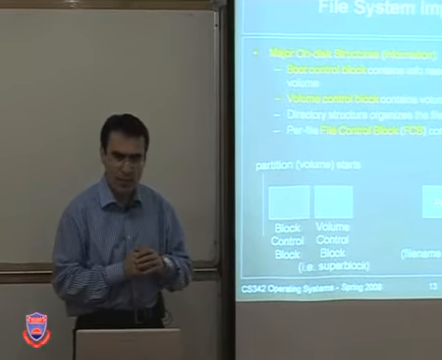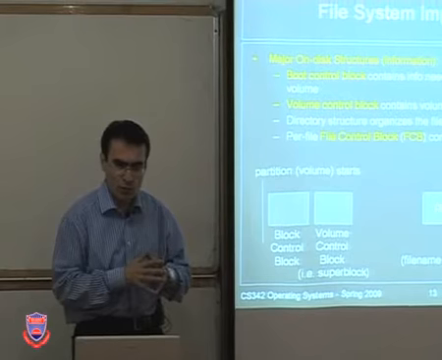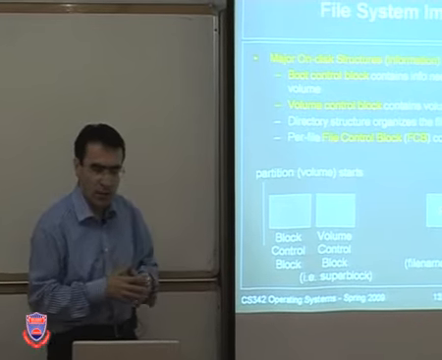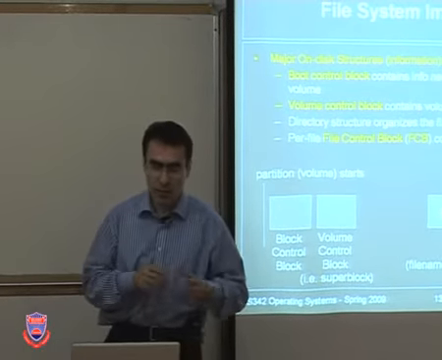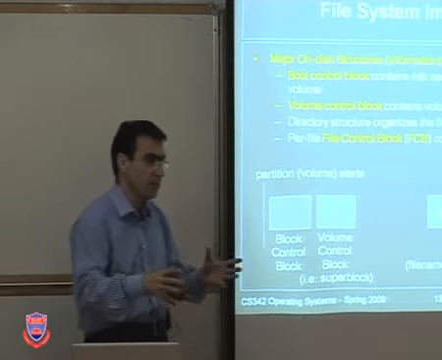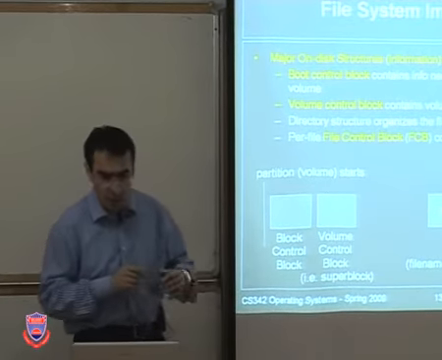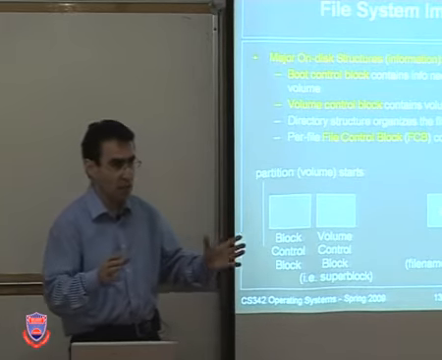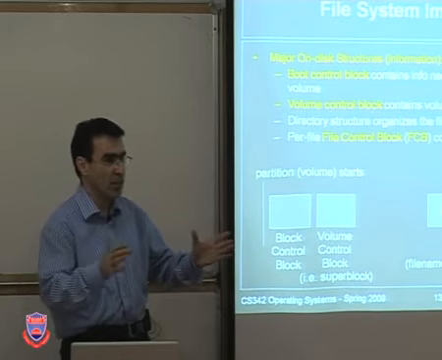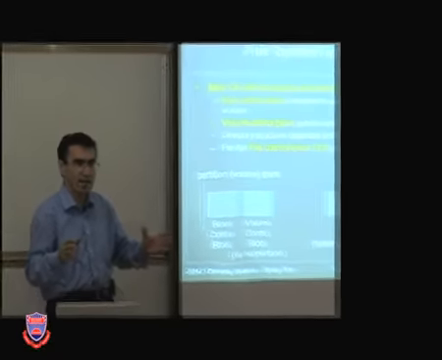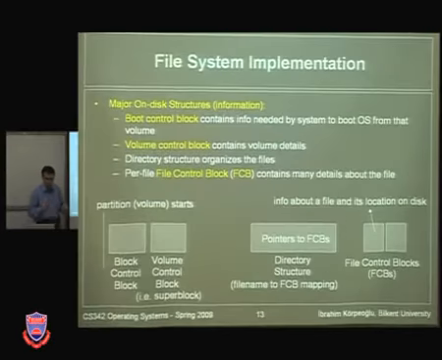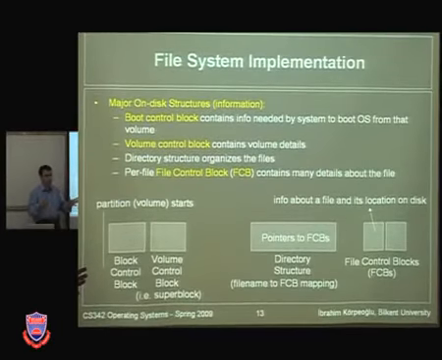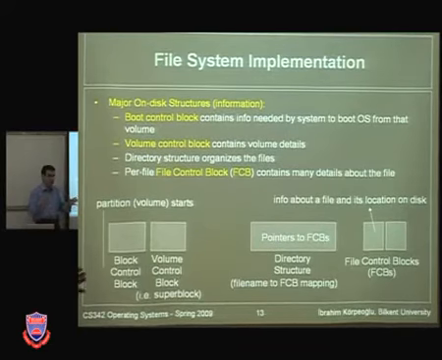So what are those major structures? Boot control block, which is keeping boot information in that partition, how to boot the operating system from that partition. Volume control block keeps information about the file system sitting in that partition plus information about that partition, like for example, how many blocks are there in that partition. And where the directory is sitting on that partition is maintained in that volume control block, okay?